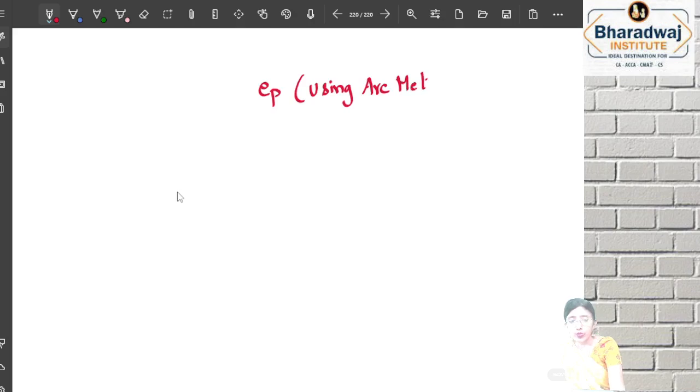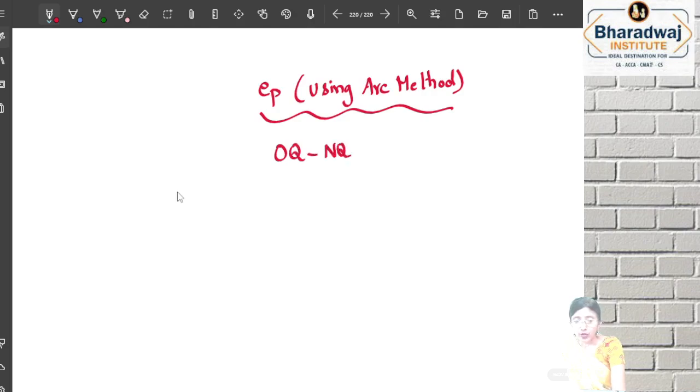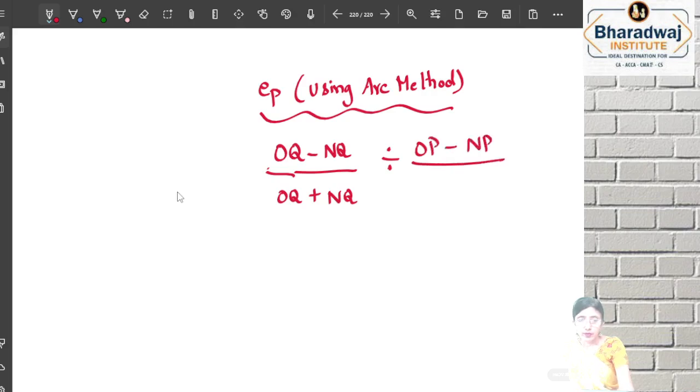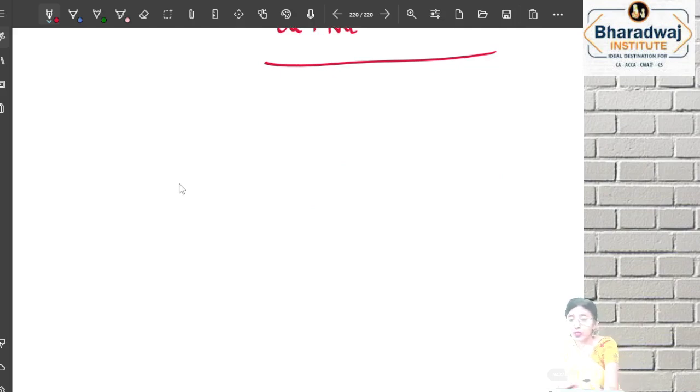Come out with the formula, one of you. Original quantity minus new quantity. Very good. Divided by original quantity plus new quantity. Very good. Divided by original price minus new price divided by original price plus new price. Understood. Okay. Now, what are the methods of measurement there?